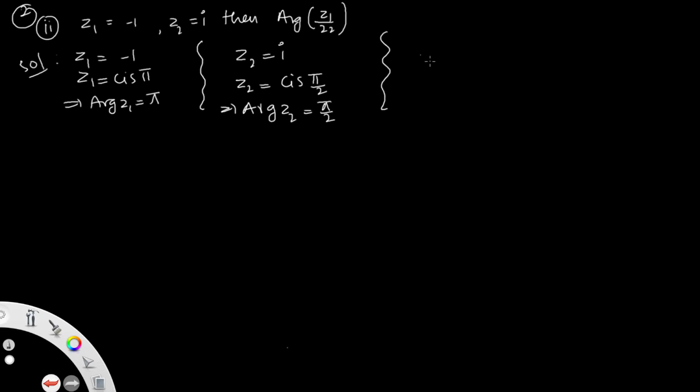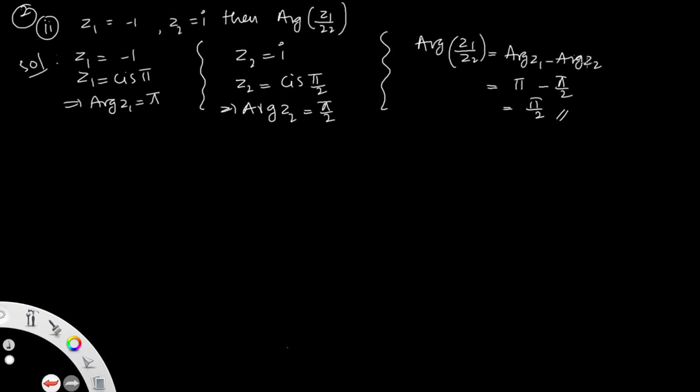Therefore, in the question, the argument of z1 by z2 is given, that is argument of z1 minus argument of z2. Nothing but pi minus pi by 2. 180 minus 90 means 90. This is also the same answer that has come. So this is the question. For every question, whenever we have -1, i and +1 and all those, we have to remember them. That's why you get the answer very easily.